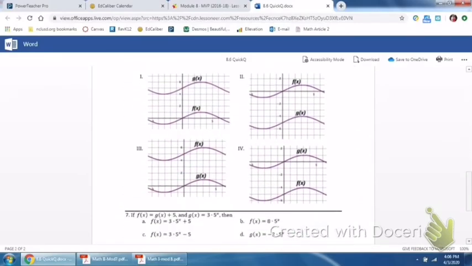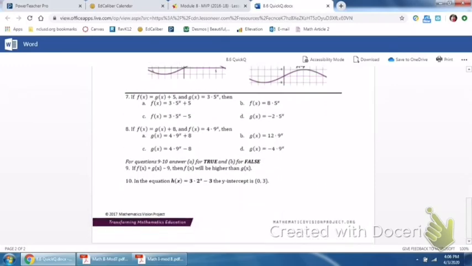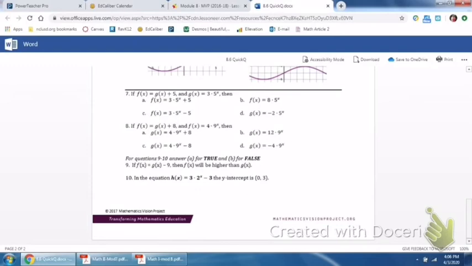Number 6 should be fine. Number 7, again, just plugging in. Number 8, you're plugging in. And then number 9 should be fine. On number 10, remember, to find a y-intercept, you plug in 0 for x. So that means if we want to find the y-intercept, we need to plug in a 0 there, and then solve that equation.